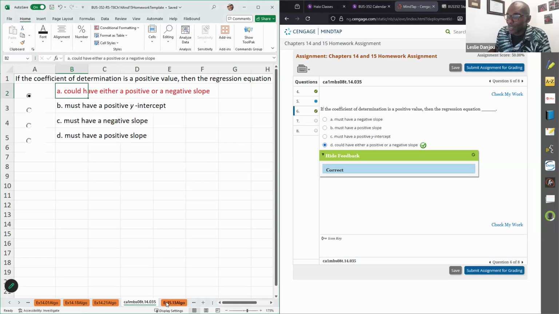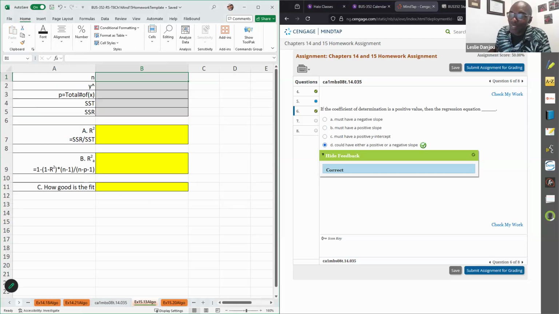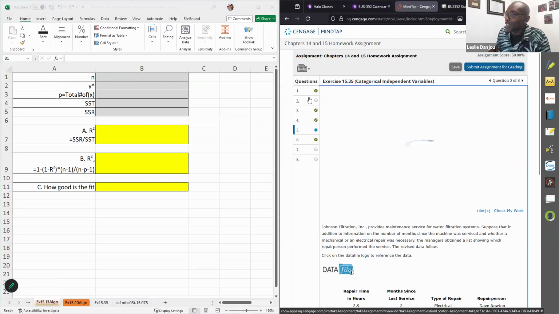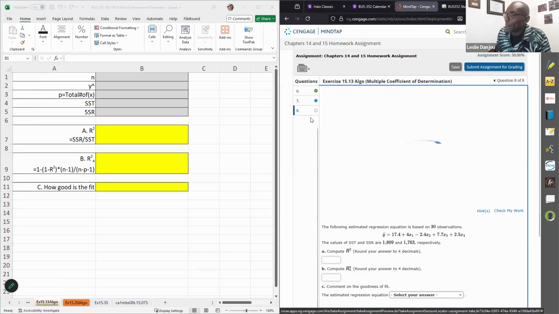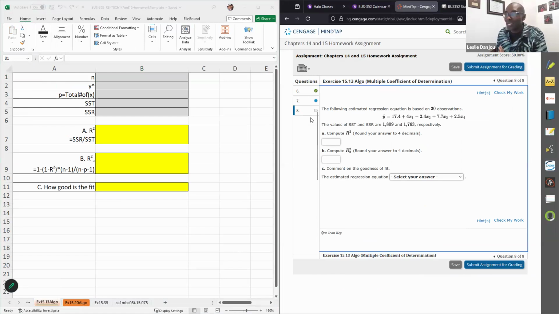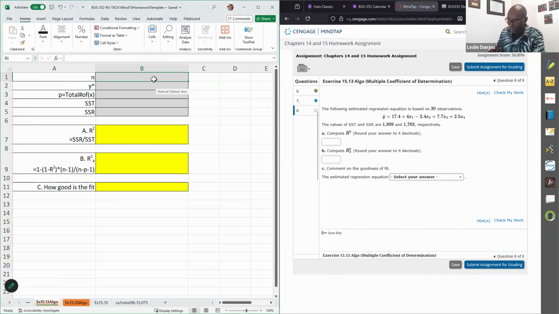All right, perfect. Now let's go into chapter 15, if you would, please. We're going to go into 15.13, and this is when we're dealing with multiple regression. All right, multiple independent variables. It says the following estimated regression equation is based on 30 observations. So put in 30.